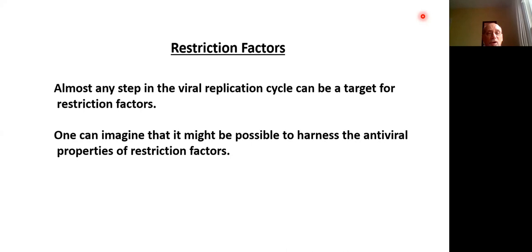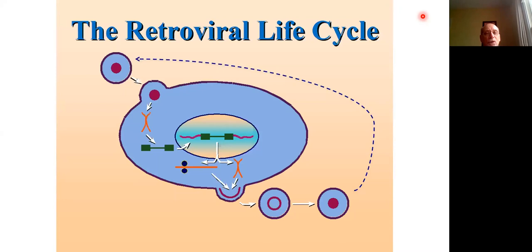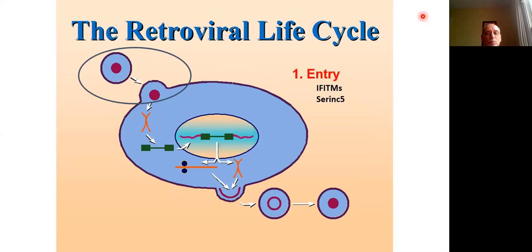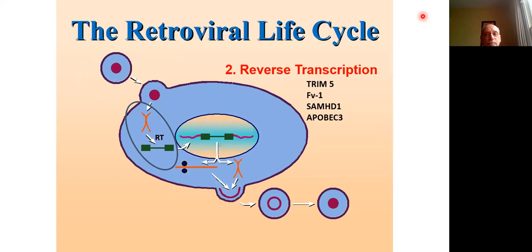So again, you remember this. One step in the replication cycle is entry, and there are cellular proteins called IFITMs, interferon-induced transmembrane proteins, that block the entry step. And there is a newly described protein called SERINC5, which I have been studying along with many other people, which also acts to block the entry step of some retroviruses, including some HIVs. Another step, of course, is reverse transcription. And there are a number of cellular proteins, restriction factors, which block this step.